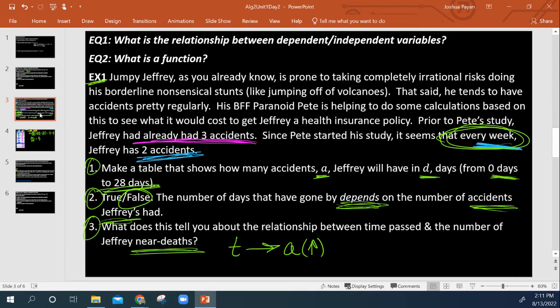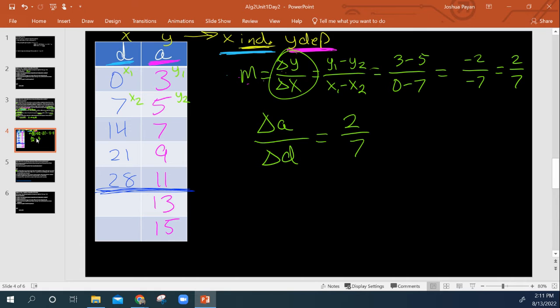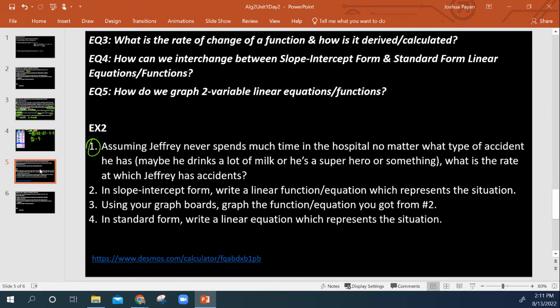Our rate, quite simply, if we just use common sense, every week he has 2 accidents. So that means 2 accidents per 7 days. Okay, so slope is pretty cool like that. It is just simply a rate. So here I'm simply going to say m is equal to 2/7.